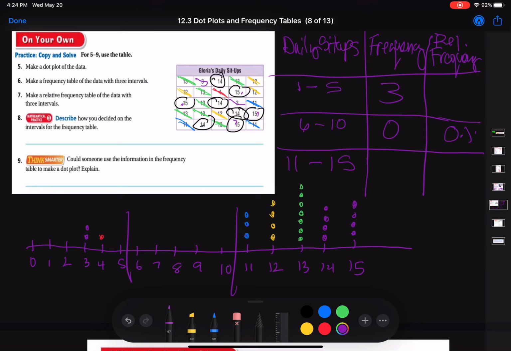You have 1, 2, 3, 4, 5, 6, 7, 8, 9, 10, 11, 12, 13, 14, 15, 16, 17, 18, 19, 20, 21, 22. Okay, and so when you add up all your frequencies, you have 25, which is a great number to deal with. Because remember, 25 can go into 100. So this one's going to be 3 over 25. So you're going to multiply top and bottom by 4. And that's going to be 12 over 100, so that's going to be 12%.